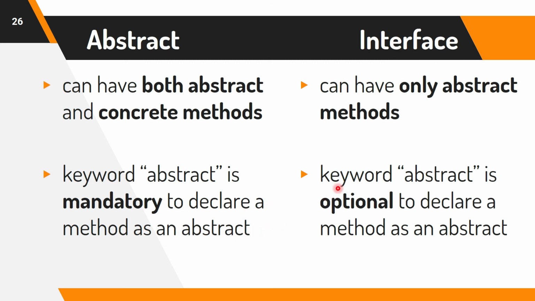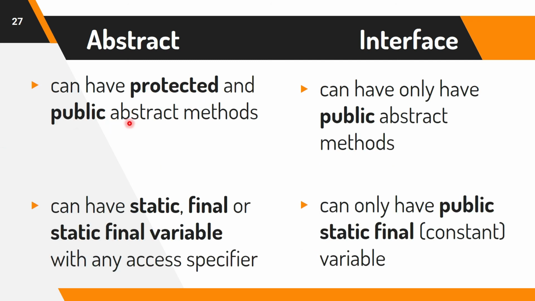While for interface, it is optional. Kasi automatically, the method is considered abstract. It can have protected and public abstract methods, but for interface, only public abstract methods. For abstract, it can have static final or non-static final variable with any access specifier. But for interface, it can only have public static final or constant variable.